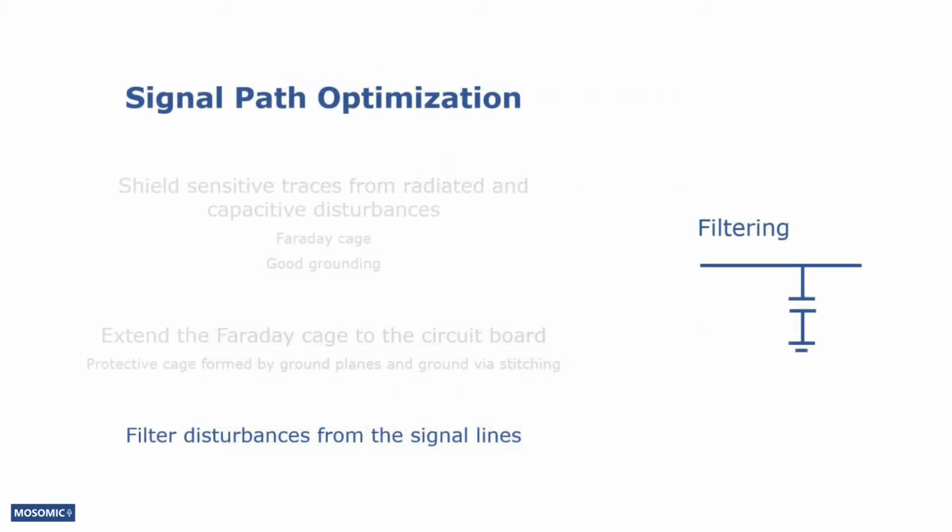Since it's practically impossible to prevent all disturbance coupling to the microphone signals, there should be disturbance filtering on the signal lines. Many of the disturbances that threaten microphone signals in wirelessly connected devices are high-frequency signals that can be filtered out of the signal lines without affecting audio signals.